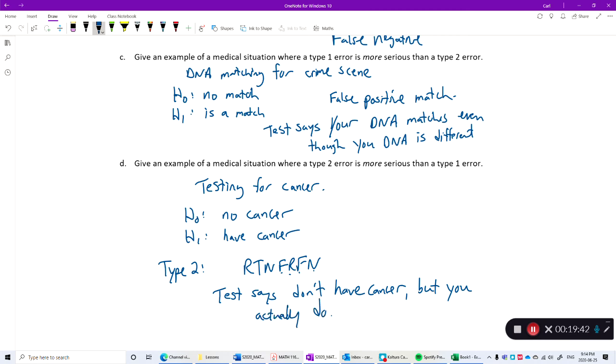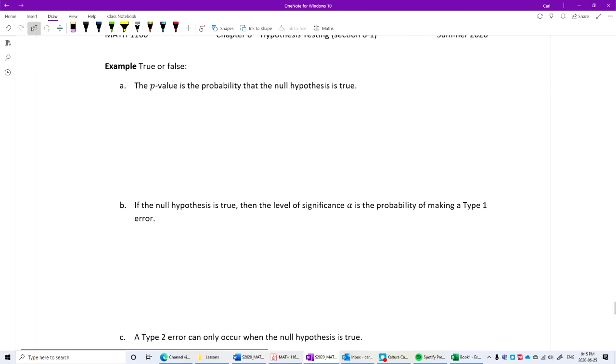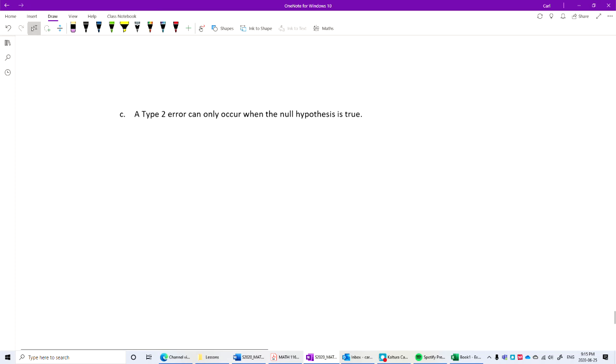And that's bad, right? I mean, it could get much worse. And a type 1 error here would be saying, no, you do have it, even though you don't. And that's scary, but it wouldn't actually affect your health, right? You don't actually have cancer. Okay. So the situation determines whether one error is worse than the other. Now, a couple of true-false questions, and then we'll wrap it up.